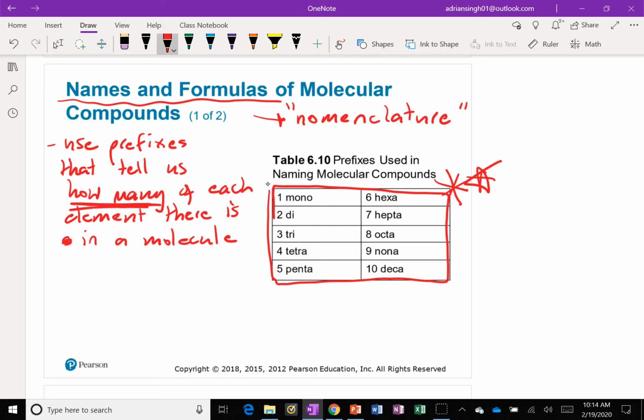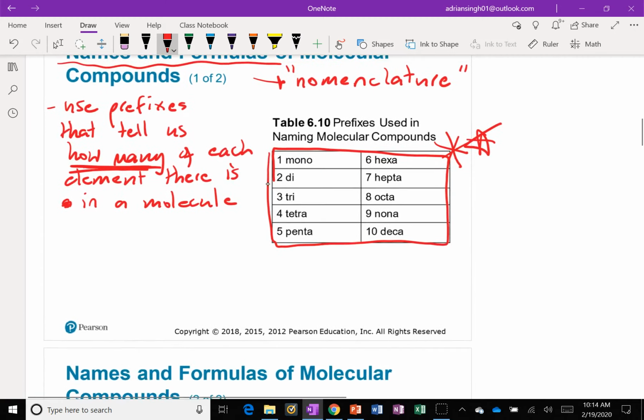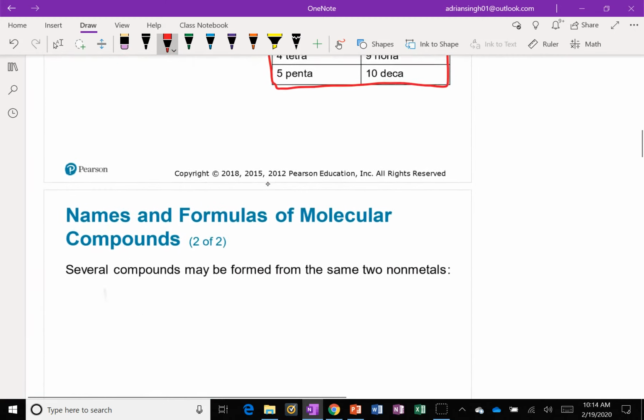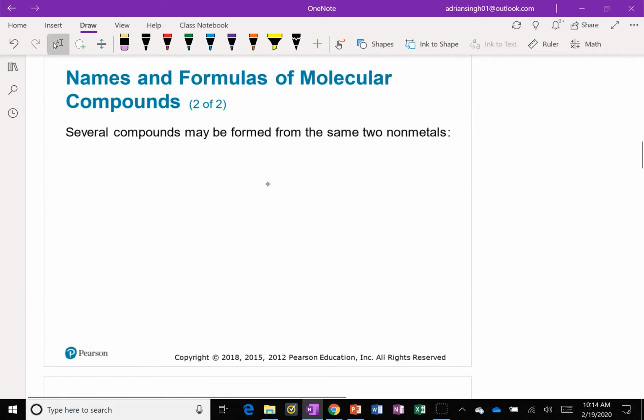Right? So there are little things in the prefixes that you can use to help you remember what they are. Some are going to stick in your head really quickly. Others you have to spend a little bit more time on. All right, but you need to know all of those 10. We're going to use those to tell us how many of each element we have in a particular molecule. All right, so let's take a look at a couple examples.